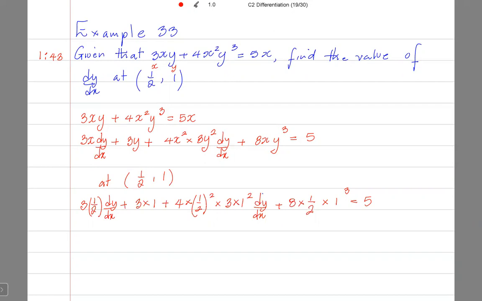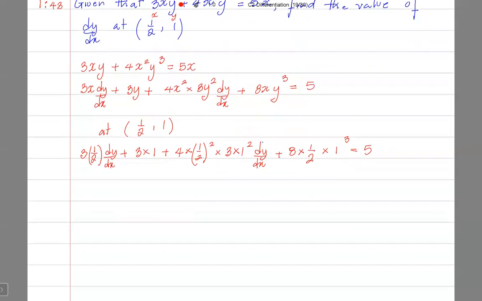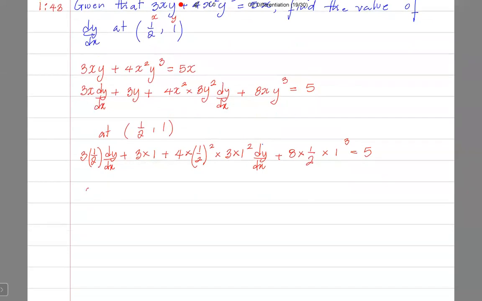Say I have an answer. Sorry? Say I was saying I got an answer. All right, fine. Let me finish. Then we can compare answers. So this is 3 over 2 dy by dx. This is plus 3 plus 4 times a quarter times 3 dy by dx, plus 4 times 1 is equal to 5.